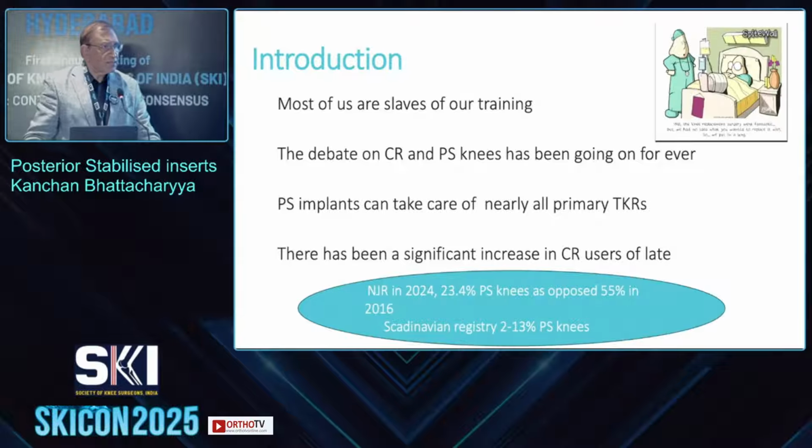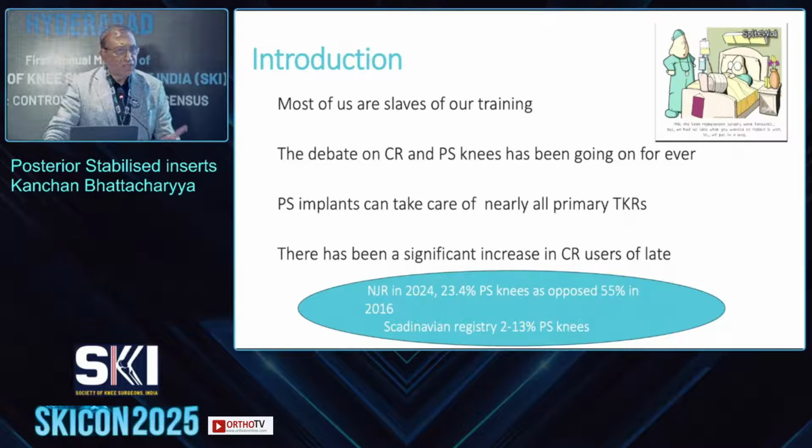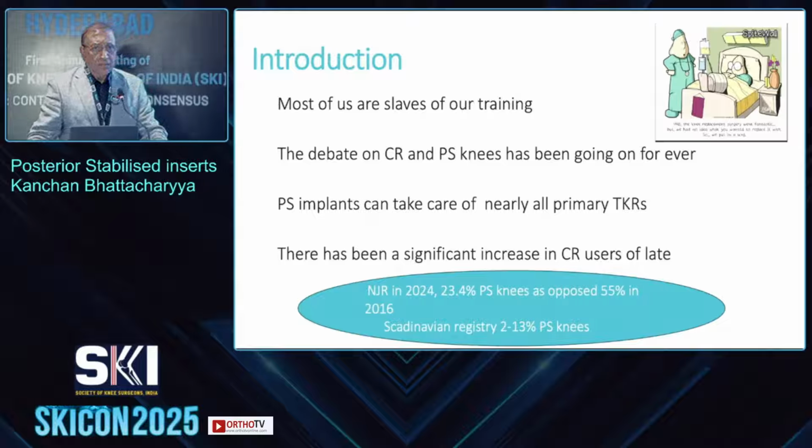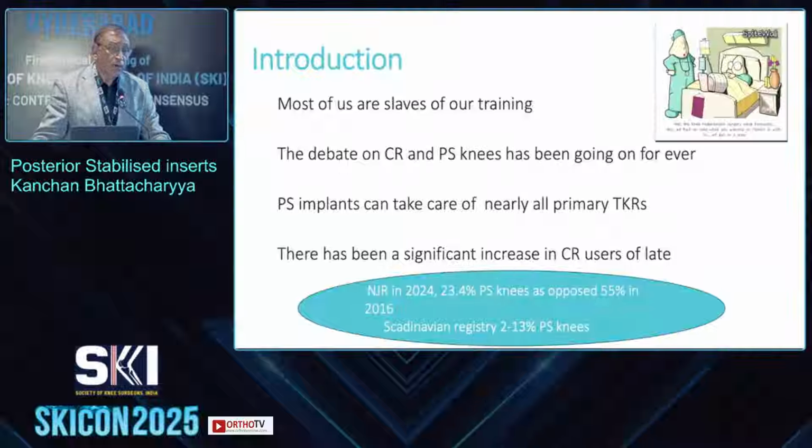But over the years, there has been a significant changeover to the CR knees, as Anoop has shown even in our country. When you look at the registry, and you've seen a few registries, and I'm just referring to them, in 2006, the National Registry in Britain showed about 55% PS with about 45% CR, which is now shifted to only about 23%, with about 23% of PS in both fixed and mobile bearings.